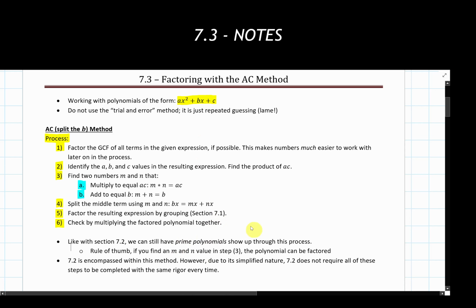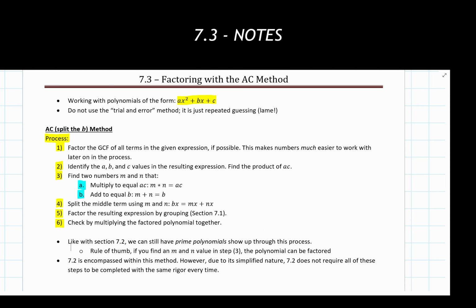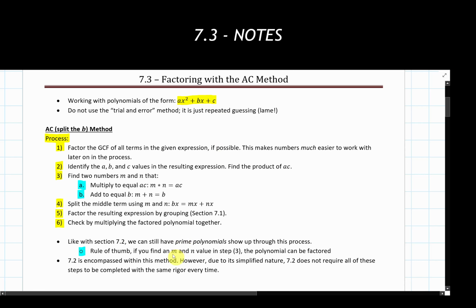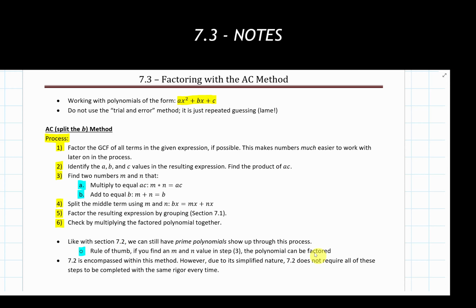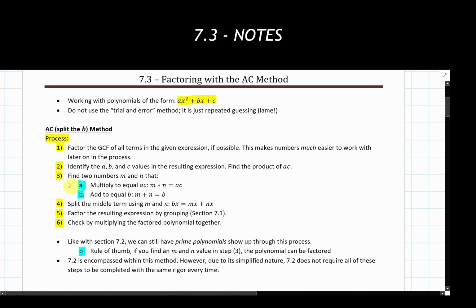The one hint I will give you, and I think this is also worth writing down, so I'm going to grab the highlighter here. As a good rule of thumb, if you are able to find two values, m and n, in step 3, again remember step 3 is finding and meeting both of these requirements, then the polynomial can be factored even further from there. So we can go all the way down and finish fully factoring this thing out if we find these two values here.